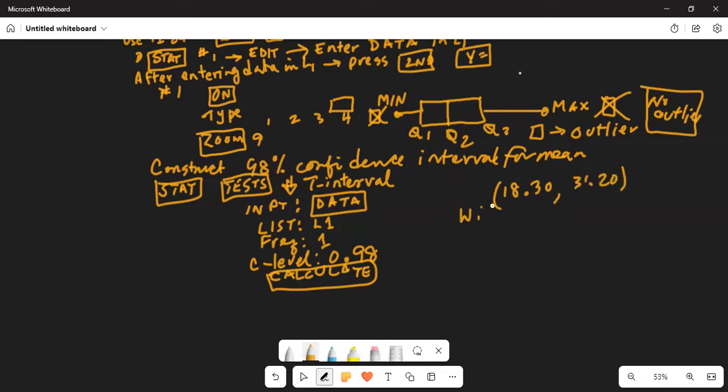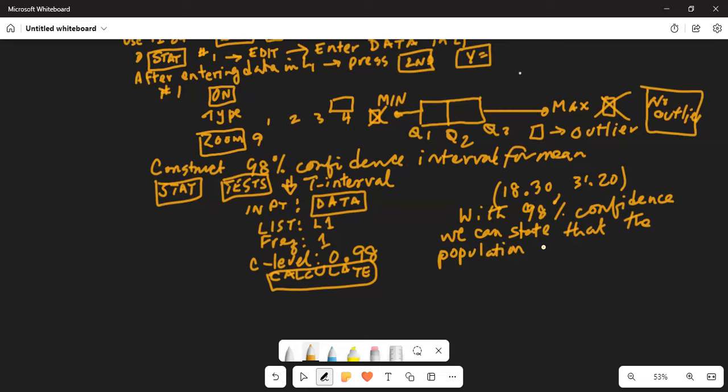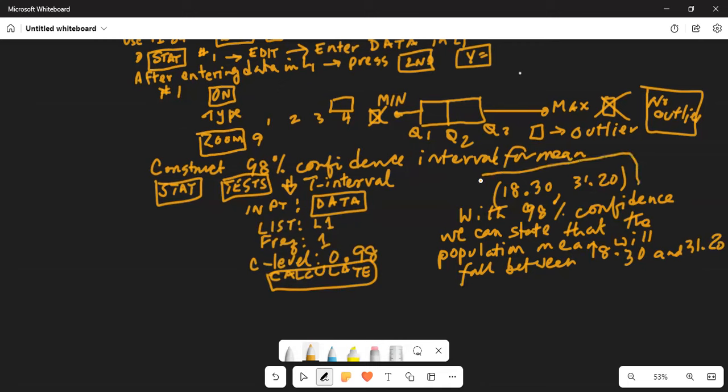What does it mean? With 98% confidence, we can state that the population mean will fall between 18.30 and 31.20. So this is the answer for part A.